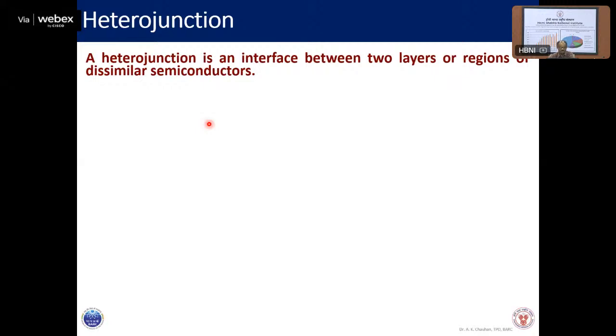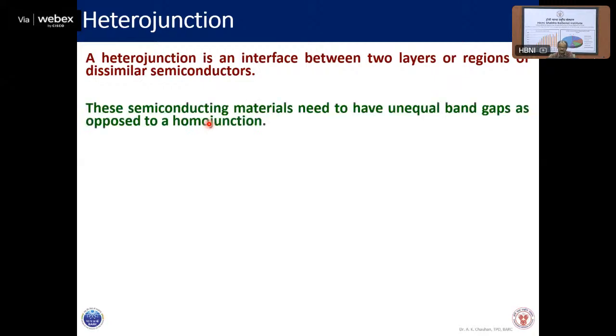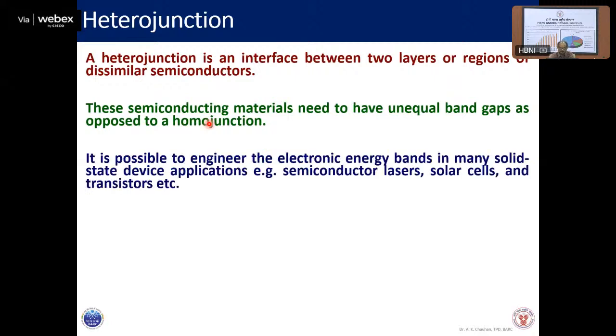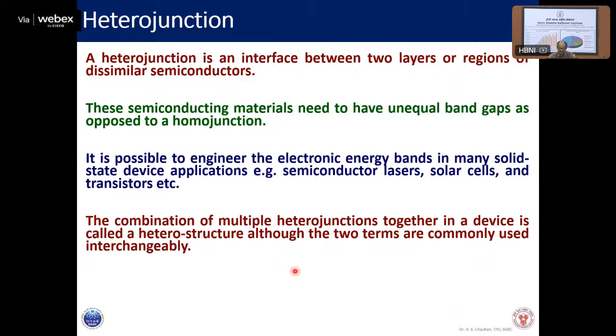Now we see another important structure that is called the heterojunction. A heterojunction is an interface between two layers or regions of dissimilar semiconductors. If the semiconductors are not the same, the interface of those two we can call the heterojunction. These semiconductor materials need to have unequal band gaps as opposed to homojunctions. It is possible to engineer the electronic energy band in many solid state device applications, for example semiconductor lasers, solar cells and transistors. The combination of multiple heterojunctions together in a device is called a heterostructure.